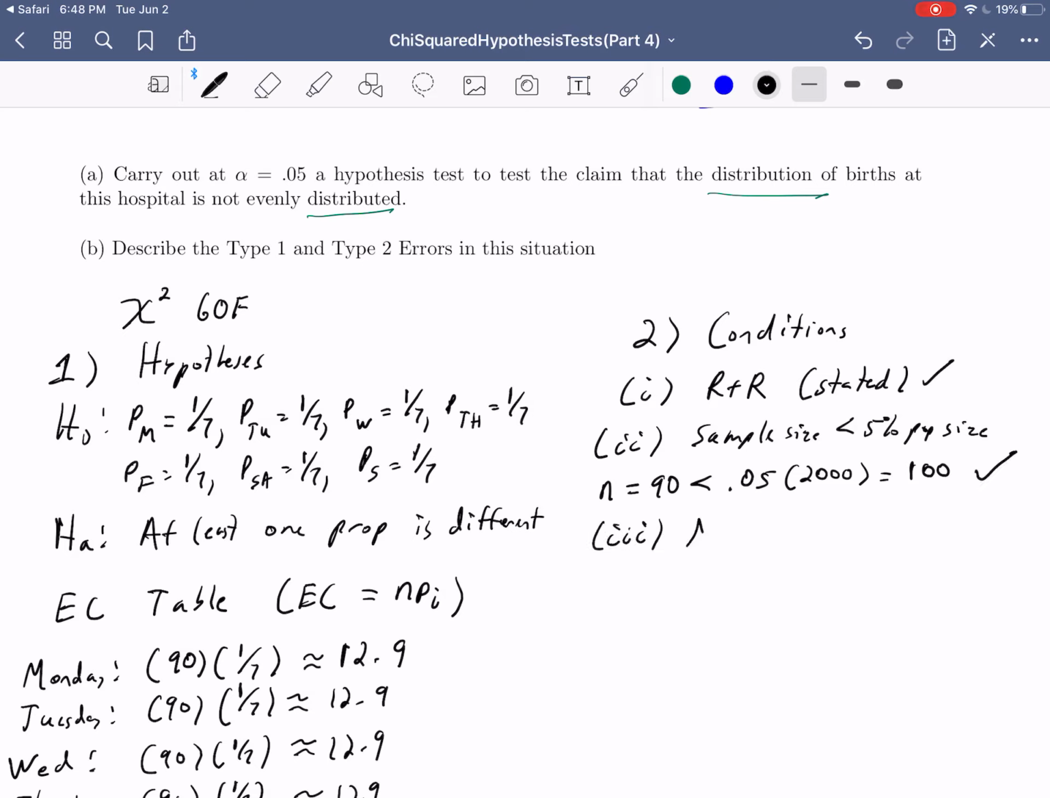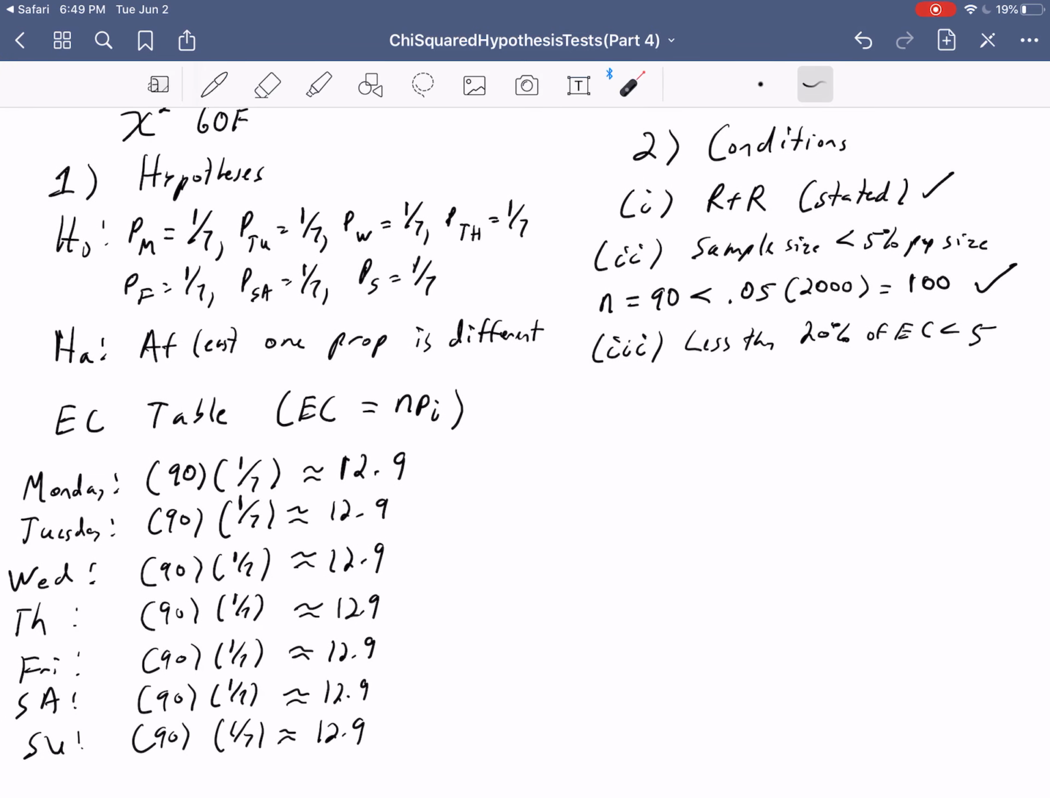And for condition 3, less than 20% of expected counts less than 5. Well, we had 7 different expected counts. All of them were greater than 5, so we would say 0 out of 7, 0%, which is less than 20%, so we're all good. So all the conditions are met here.